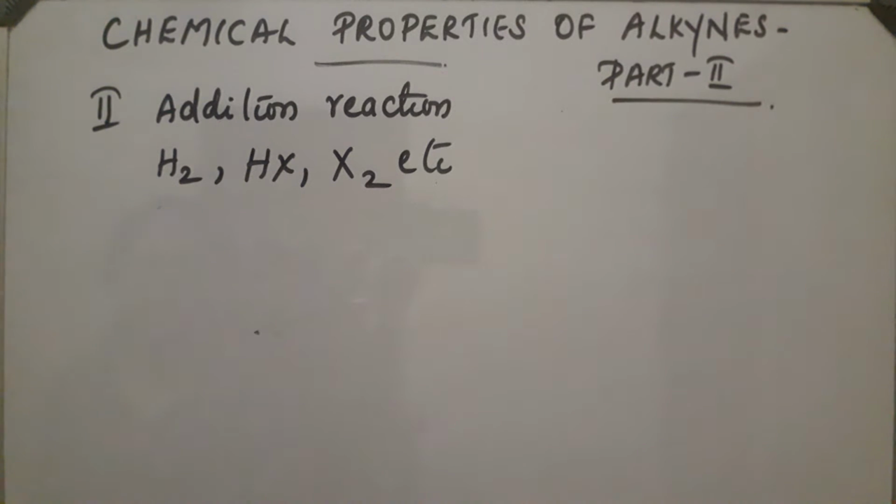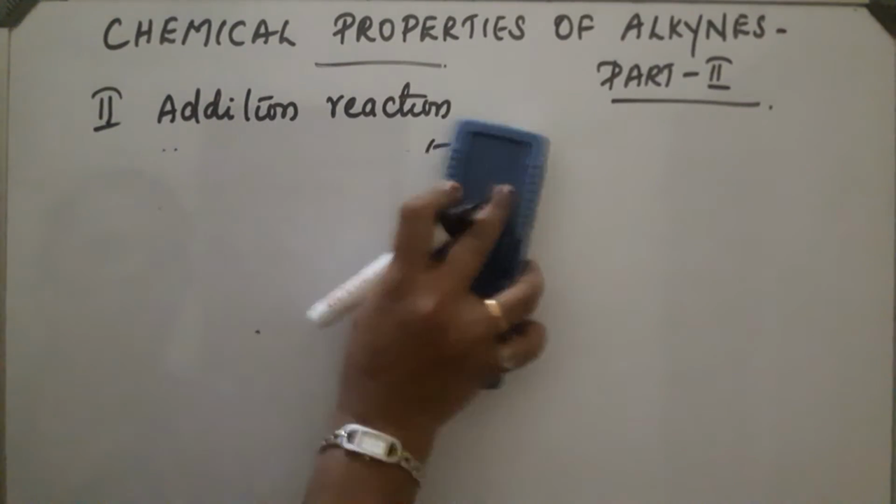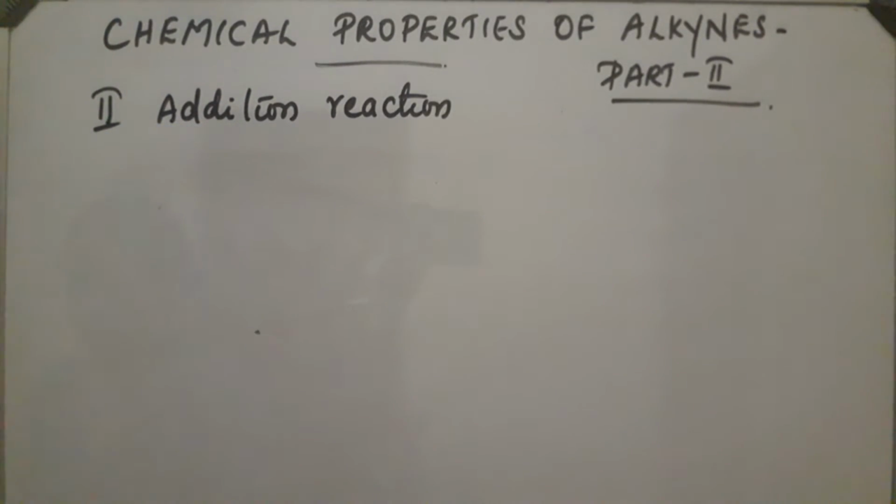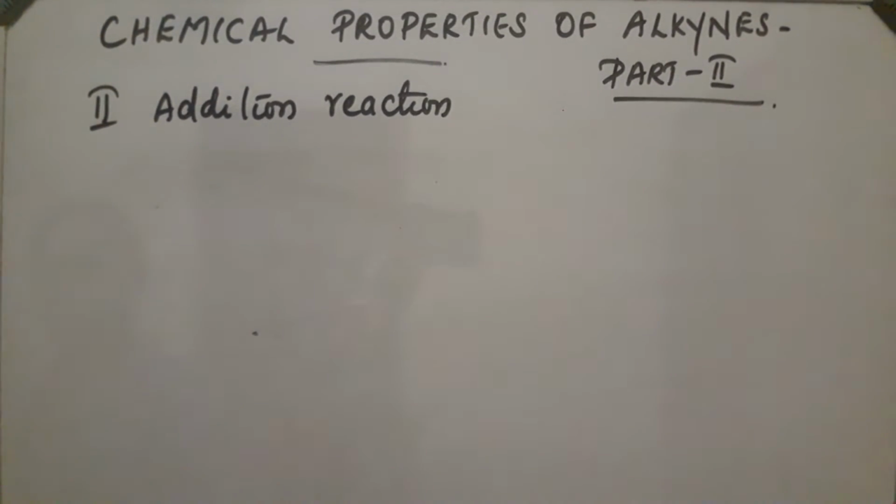First, one molecule gets attached to the C triple bond C and the bond gets converted into a double bond. Again, one more molecule gets added to the C double bond C, the alkene, so it gets converted into an alkane. So the addition reaction takes place in the following steps.